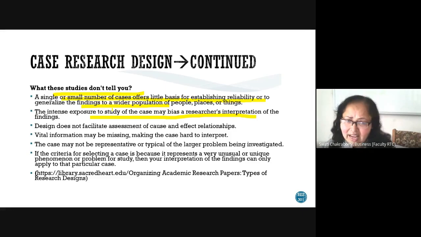So that can happen. The design may not facilitate assessment of cause and effect relationships. Vital information may be missing, which makes it difficult to interpret the case. The case may not be representative or typical of the larger problem being investigated. It may be very much unique to that particular case. If the criteria for selecting the case is because it represents a very unusual or unique phenomenon or problem for study, then the interpretations can only apply to that particular case and become restricted.